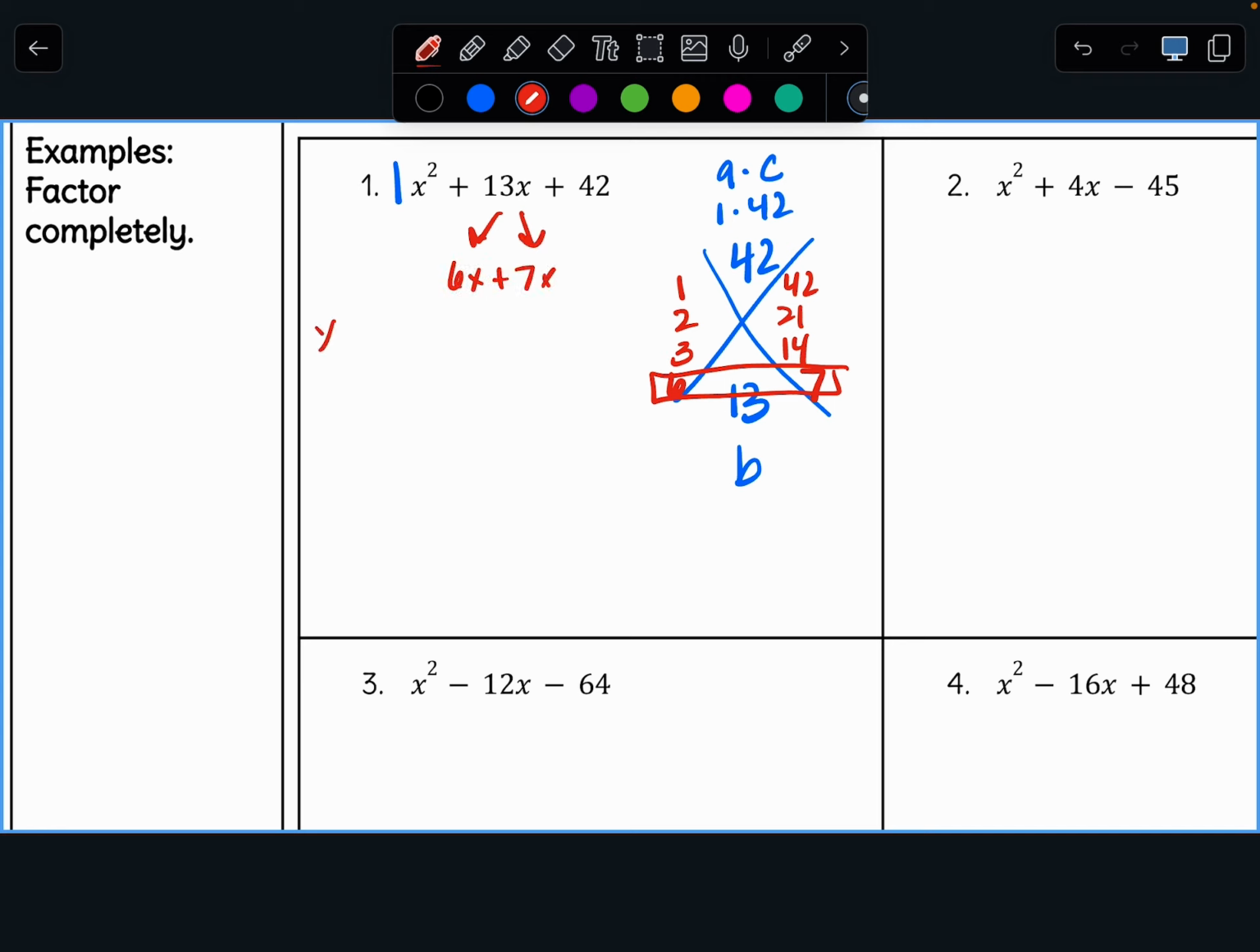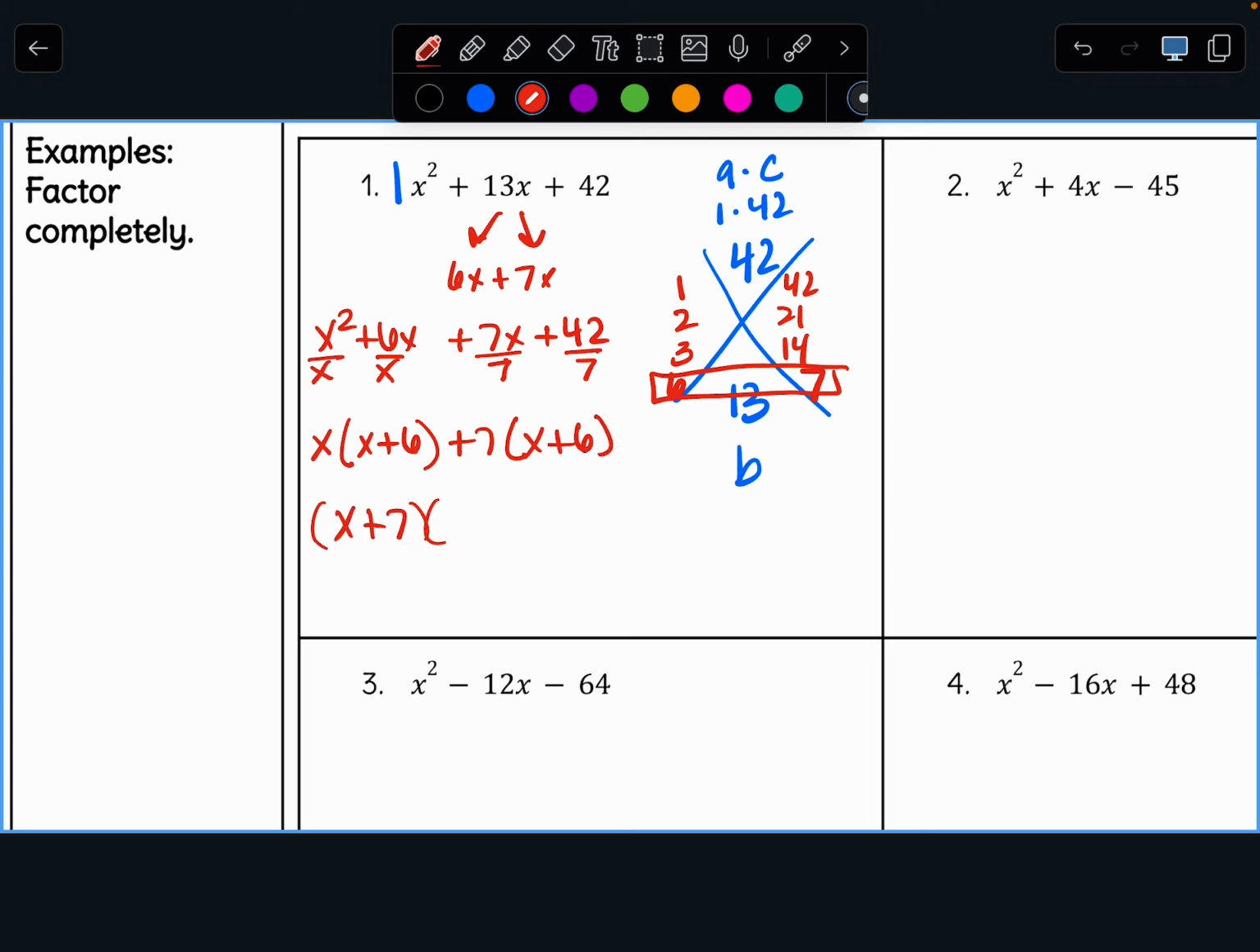So I'm going to rewrite it: x squared plus 6x plus 7x plus 42. I can divide these by x, and I can divide these by 7. So I have x times x plus 6, plus 7 times x plus 6. So I get x plus 7, x plus 6. And that's my final answer, the factored version.